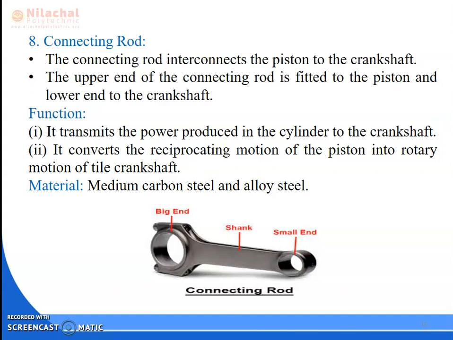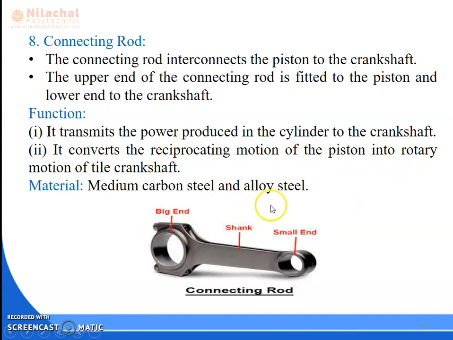So what does the connecting rod do? It is used only to transmit the power produced inside the cylinder to the crankshaft. The small end is connected to the piston and the big end is connected to the crankshaft. So it converts the reciprocating motion of the piston into rotary motion.